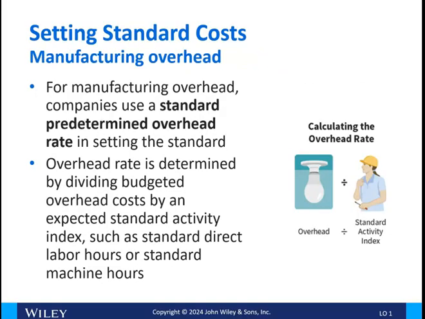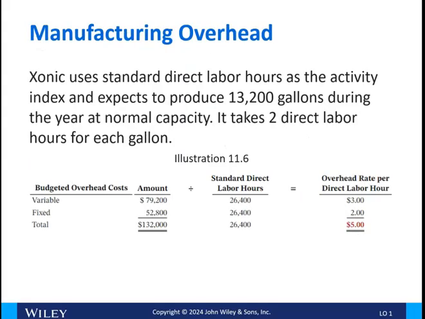Manufacturing overhead. For manufacturing overhead, companies use a standard predetermined overhead rate in setting the standard. And this is pretty much like we've seen before with overhead. The overhead rate is determined by dividing budgeted overhead cost by an expected standard activity index, such as direct labor hours or standard machine hours. So not really different than what we've seen before. We're just now calling it a standard instead of a predetermined rate, but it's really the same thing.